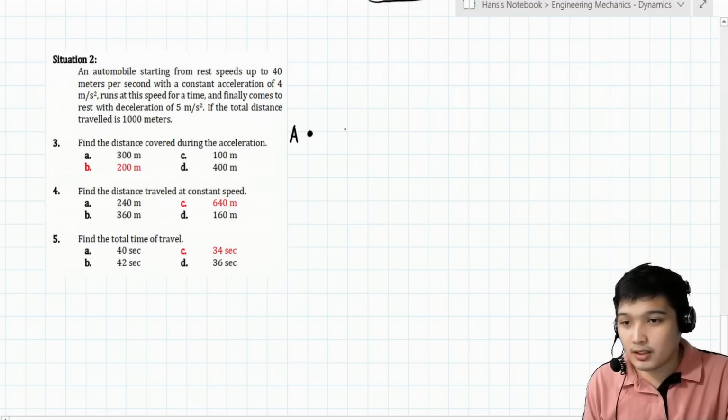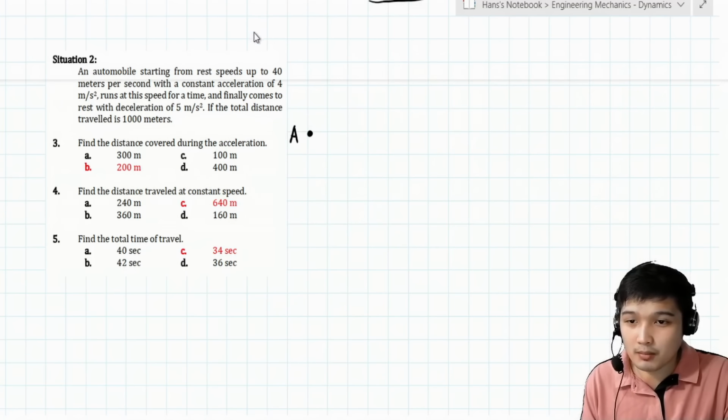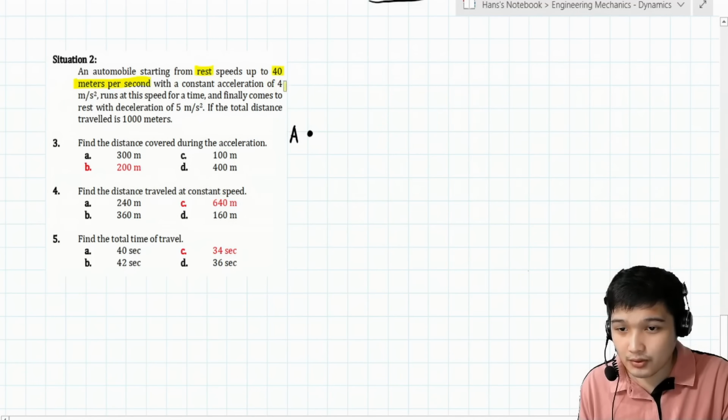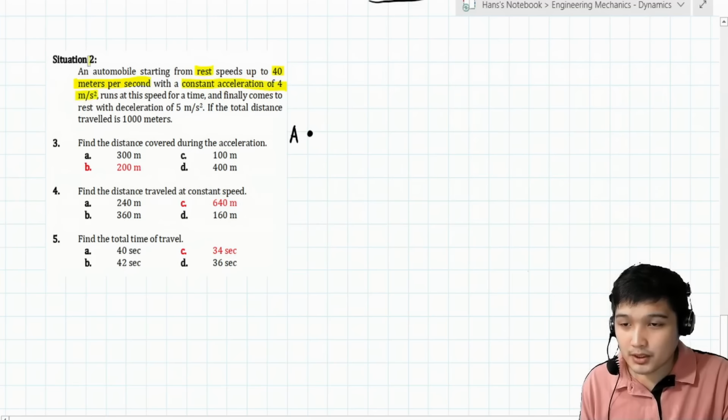So what is its initial velocity? It wasn't stated, but that's the clue: it starts from rest. And then it speeds up to 40 meters per second. So how does it do that? It undergoes a constant acceleration of 4 meters per second squared.